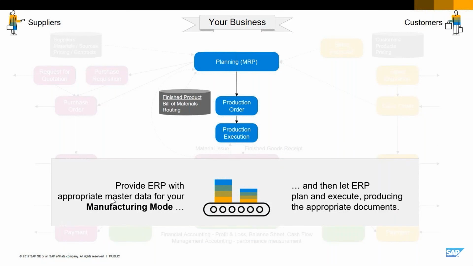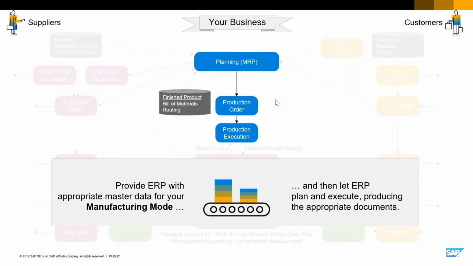So we need to provide ERP with appropriate master data for the manufacturing mode, and then let ERP plan and execute products and appropriate documents. Okay. So in the MRP, material requirement planning area, we will give the complete information to the system. What is our current month's requirement? What is the number of units that we need to produce for this month? Based on that, it will do the complete MRP on the data given by us, and it will make sure that we maintain all those quantities to run the production process smoothly.